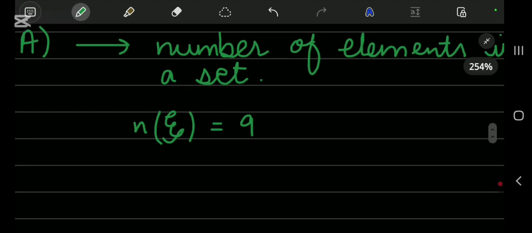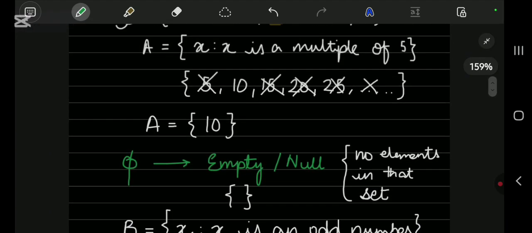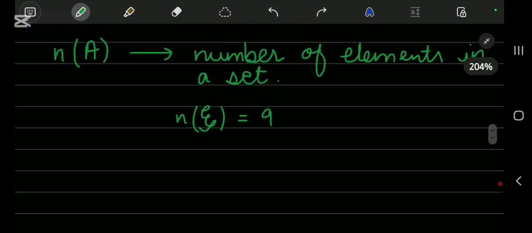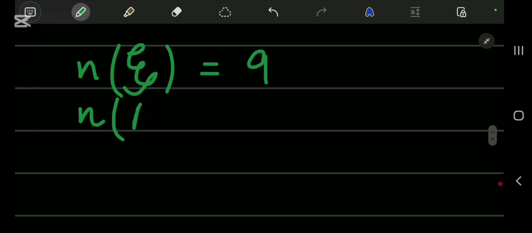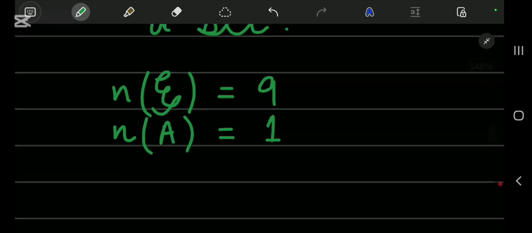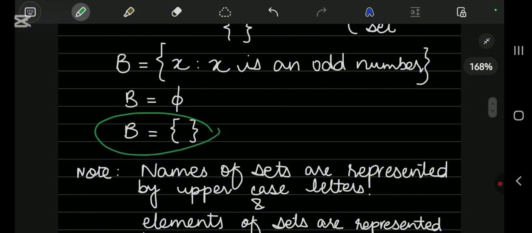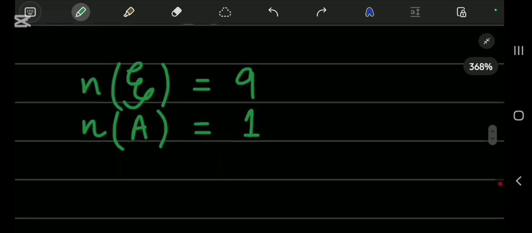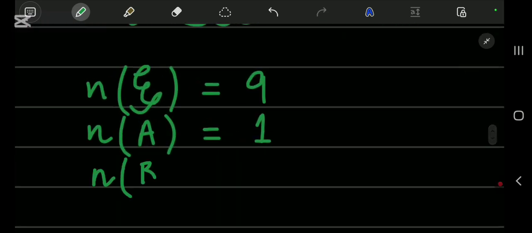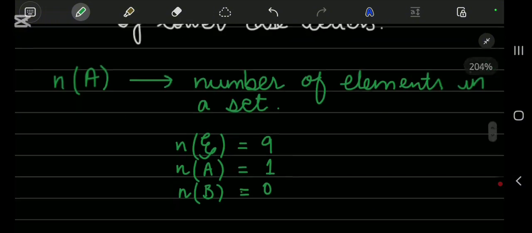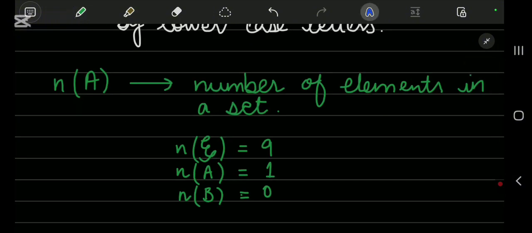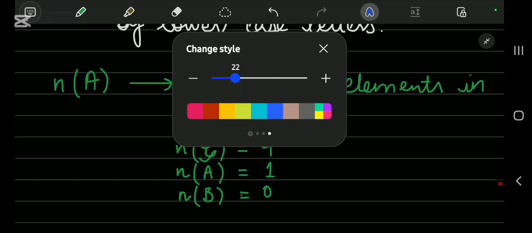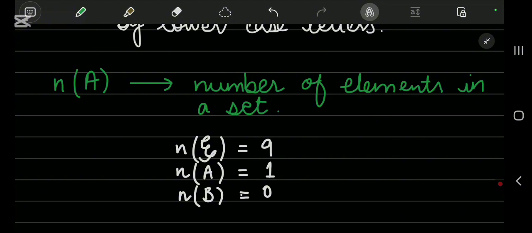Then let's see what is the number of elements in set A. It has only one element, so n of A is 1. And let's take also the set B. So how many elements are there in set B? 0. So let's write that up. n of B is 0. Okay, so whenever they say n of A, n of B, or any other set, that means we have to tell them about the number of elements. So this is how we will represent that.